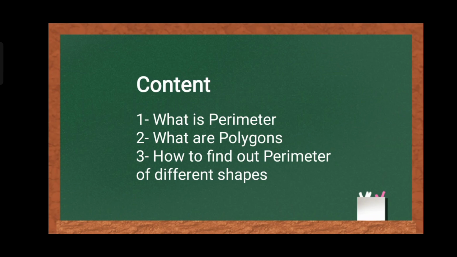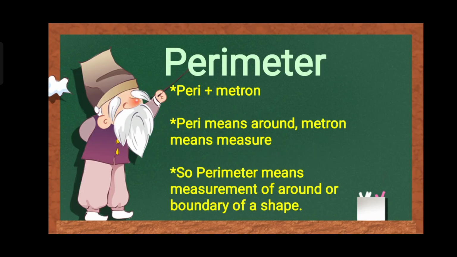So let's see what all we are going to study today. Today we are going to study what is perimeter, what are polygons. We have already discussed polygons in the previous chapter, geometry. And third is how to find out perimeter of different shapes. So let's start. What is perimeter?